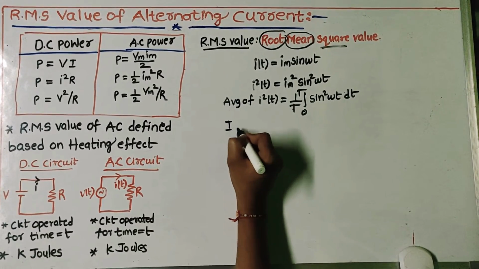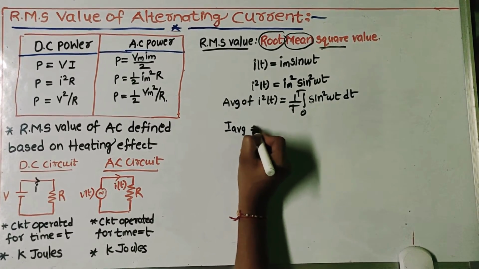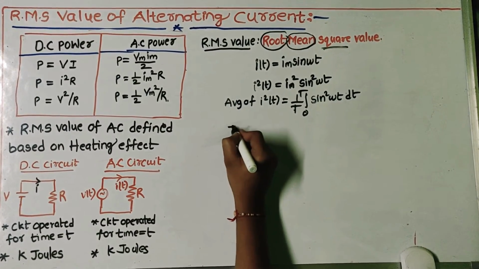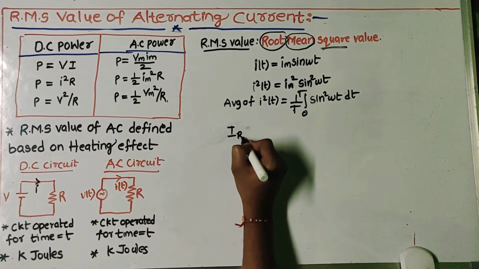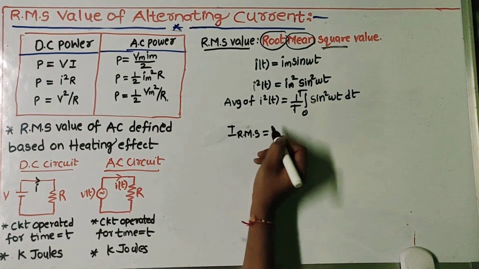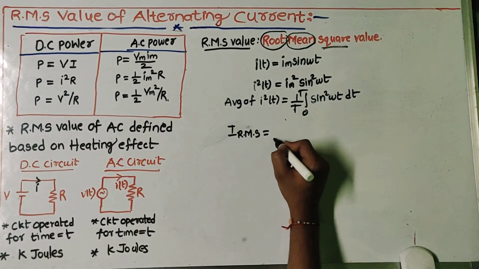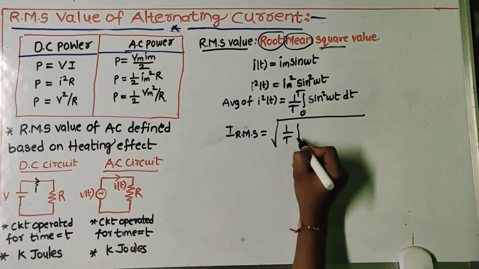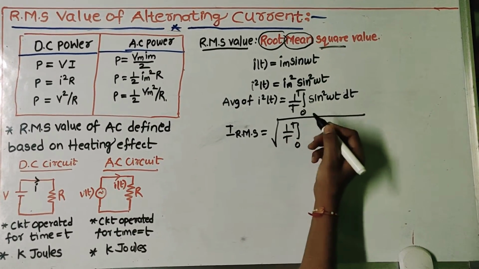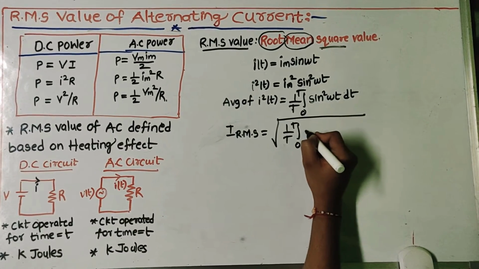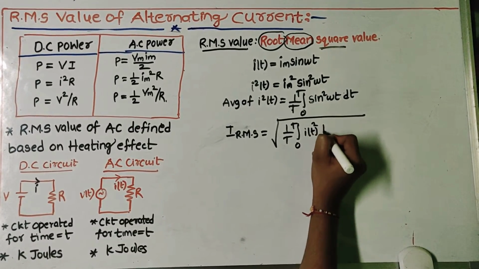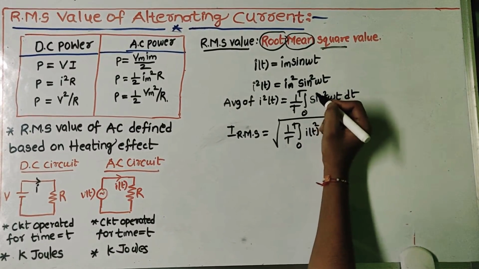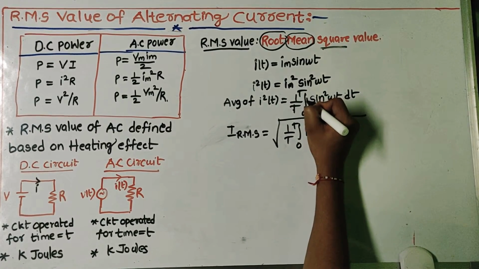So I will write the RMS value as follows: take the square root of 1 by T integral 0 to T of i of t square into dt. Here I forgot to write Im square, students.